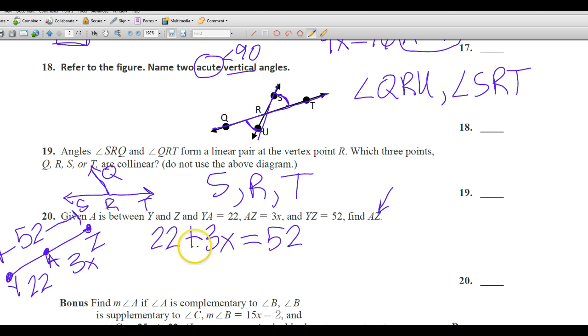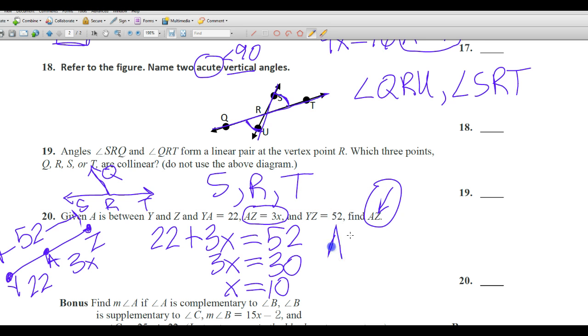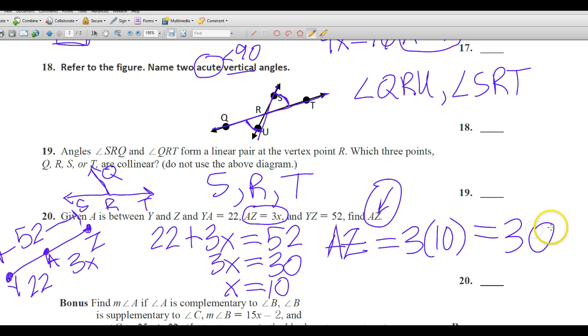So no like terms to combine, so we can go straight to subtracting 22 from both sides, and we get 3x is equal to 30. Divide by 3, and x is equal to 10. Now let's take that back and substitute in for AZ. AZ is 3x. So AZ is 3 times 10, or 30.